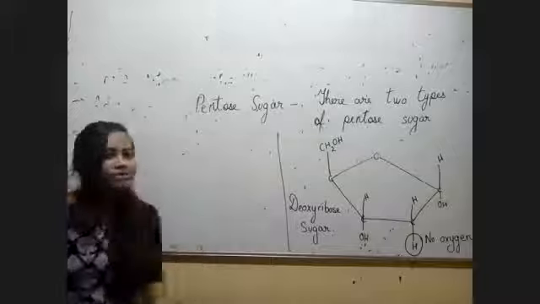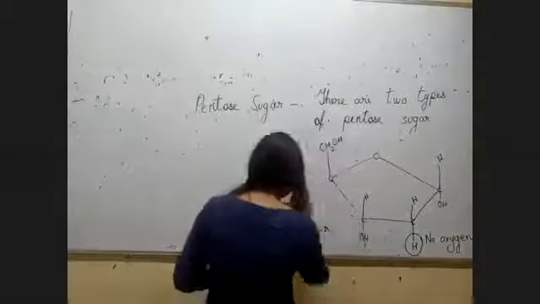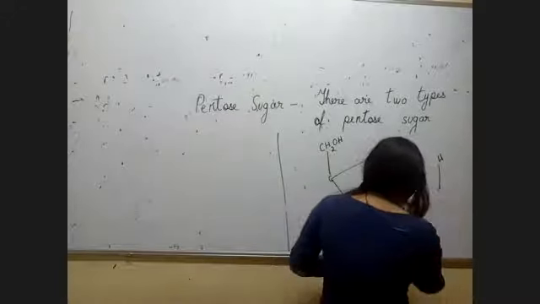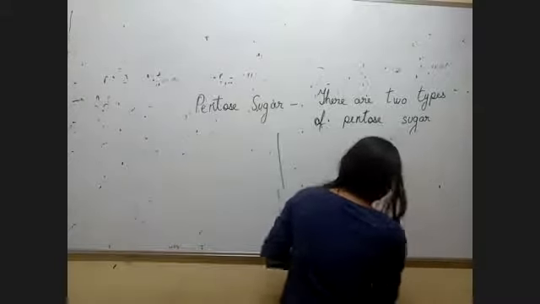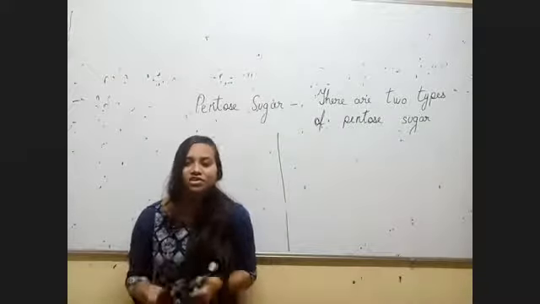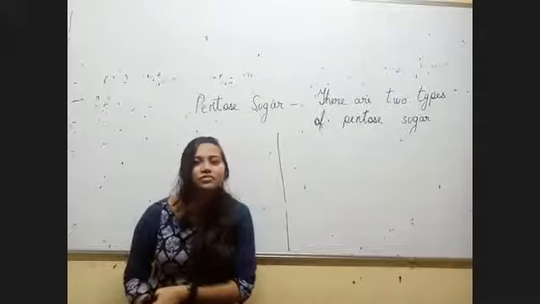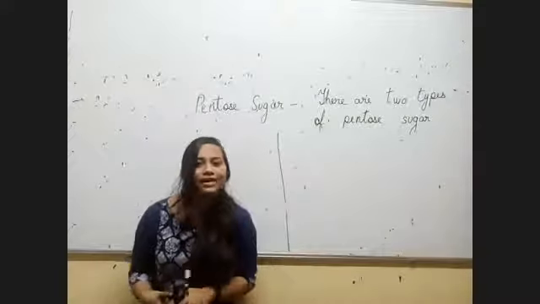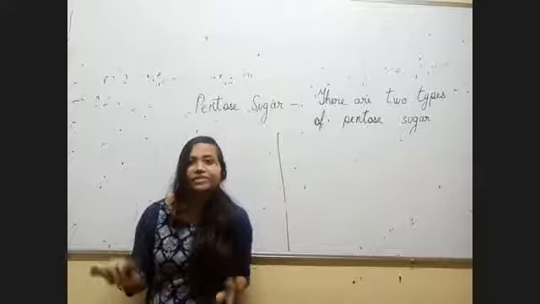So which is more stable? What do you think? Which is more stable, ribose or deoxyribose? Deoxyribose sugar. What is the reason? Absence of oxygen. Yes, oxygen is absent, and oxygen is highly reactive. If it is absent, then it is less reactive. Less reactive means more stable.